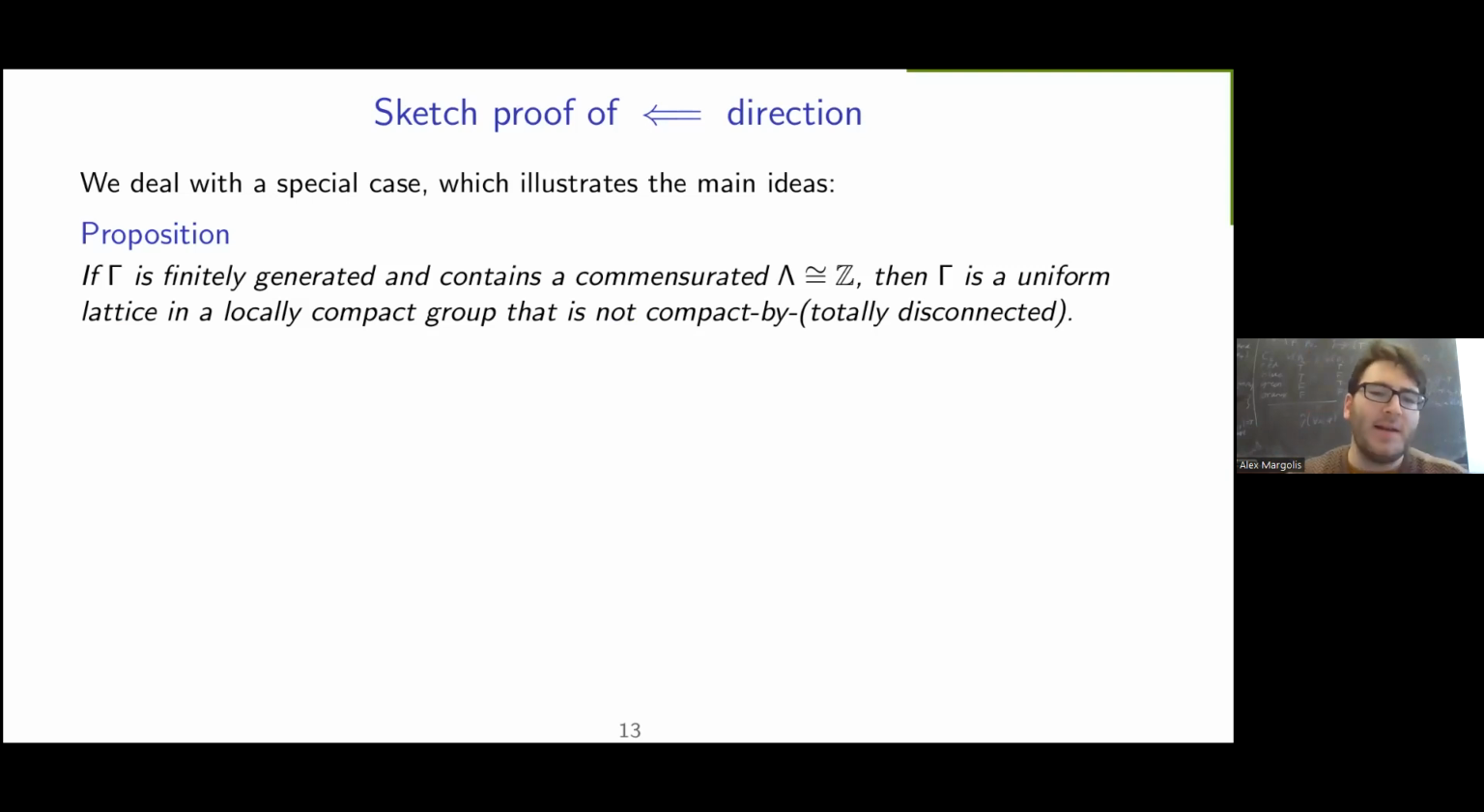So if gamma is finitely generated and it contains a commensurated infinite cyclic subgroup, then there is some locally compact group in which gamma is a uniform lattice, and that locally compact group is not compact by totally disconnected. So we want to build some locally compact group that's not compact by totally disconnected. And by one of the propositions I stated near the beginning of the talk, this is equivalent to constructing some model geometry that's not dominated by a locally finite graph.